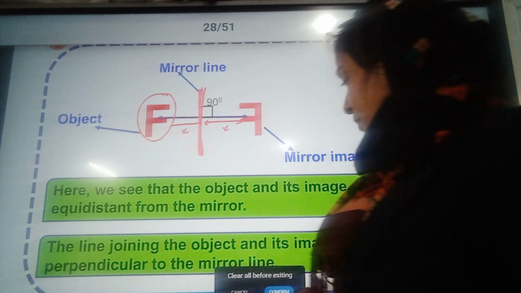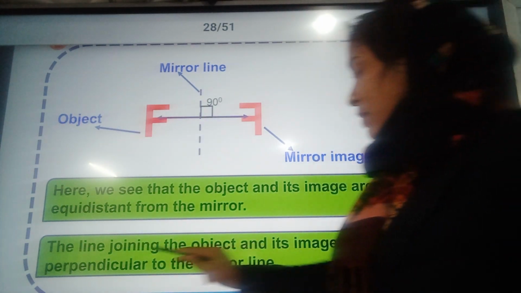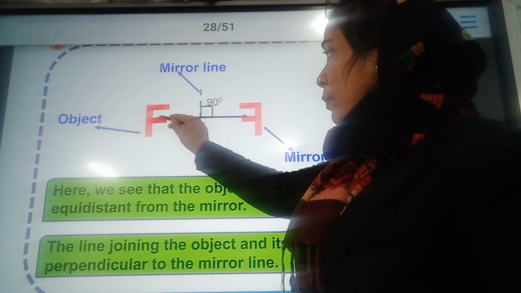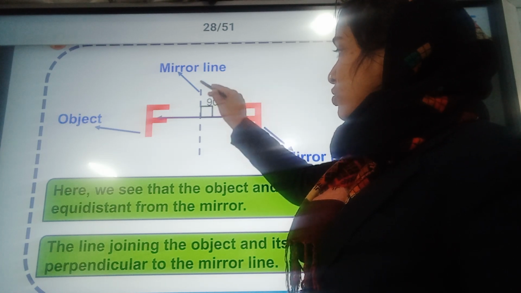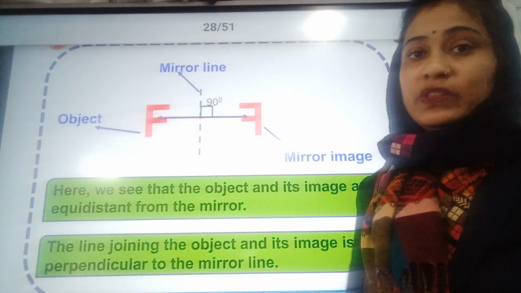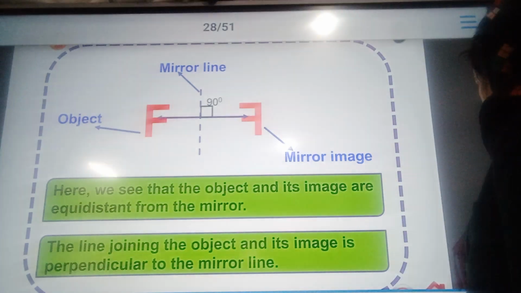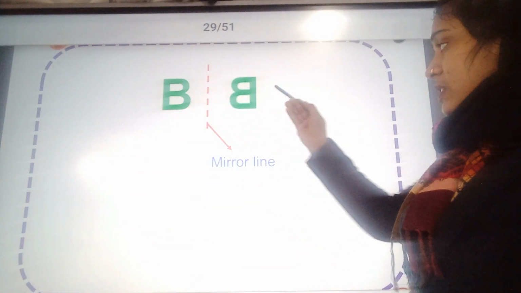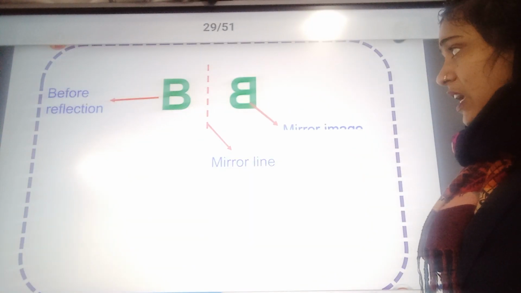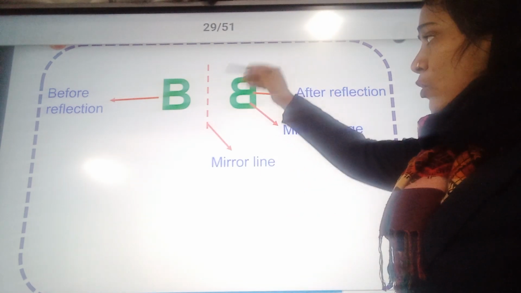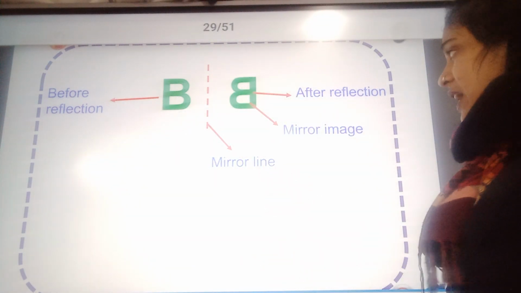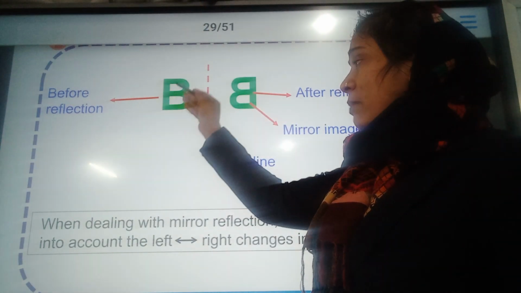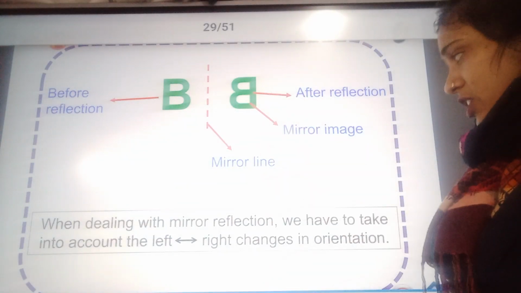Next, the line joining the object and its image is perpendicular to the mirror line. So this line which is joining the object to the mirror is perpendicular to this mirror line. Can you see the angle made between them is 90 degrees. Then similarly, we can have the reflection symmetry of the letter B. The line about which there is a reflection is known as the mirror line. It's the mirror image. The object is before the reflection, and the image is after the reflection.